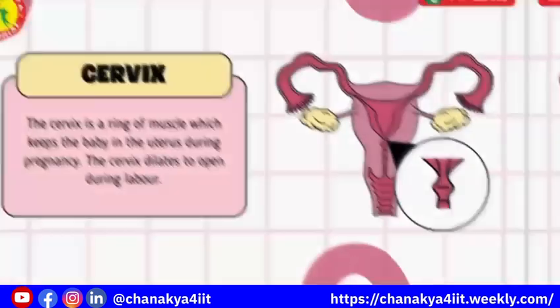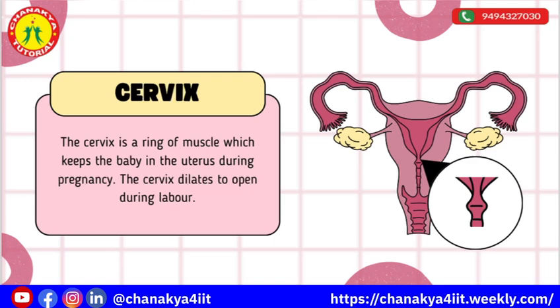Cervix. The cervix is a ring of muscle which keeps the baby in the uterus during pregnancy. The cervix dilates to open during labor.